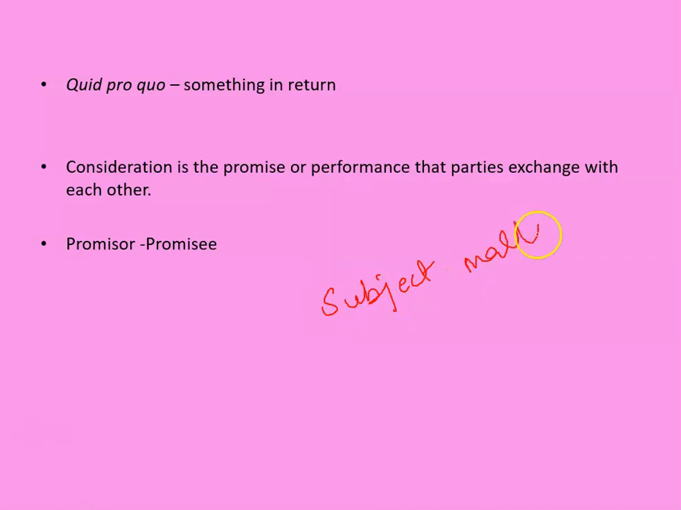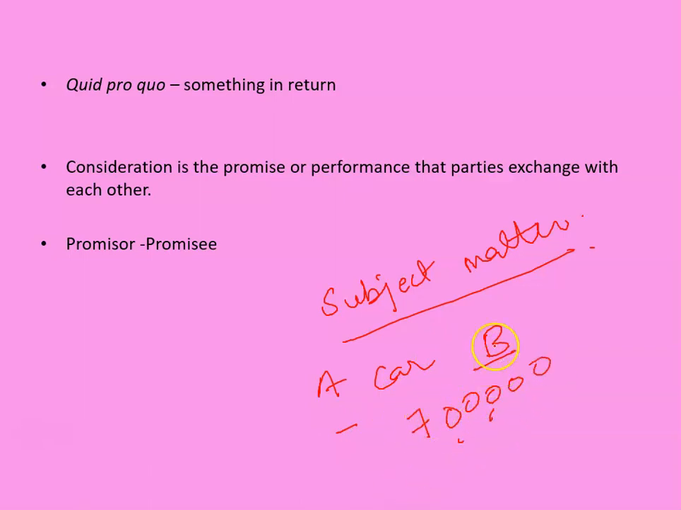First of all, we'll take one example so that we can have an idea. There are two people, one is A, one is B, right? A wishes to sell the car, and B wishes to buy that car. So A is having a car which he wishes to sell to B, right? Suppose he wishes to sell that car for 7 lakh, right?